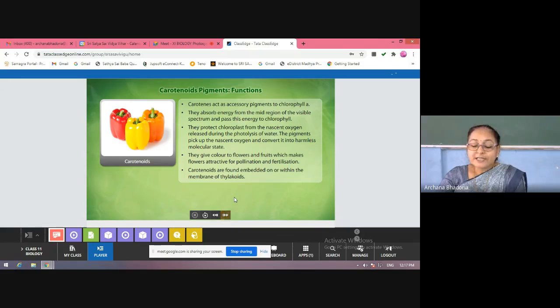They protect the chlorophyll A and chlorophyll B pigments from photooxidation. I told you this thing in 10th class. So this you understand, that is what you have to remember, that they protect the chloroplast from the nascent oxygen released during the photolysis of water. And what these pigments will do, they will pick up this nascent oxygen quickly and they'll convert it into the molecular state. Okay, so this way they are protecting the chlorophyll A and chlorophyll B.